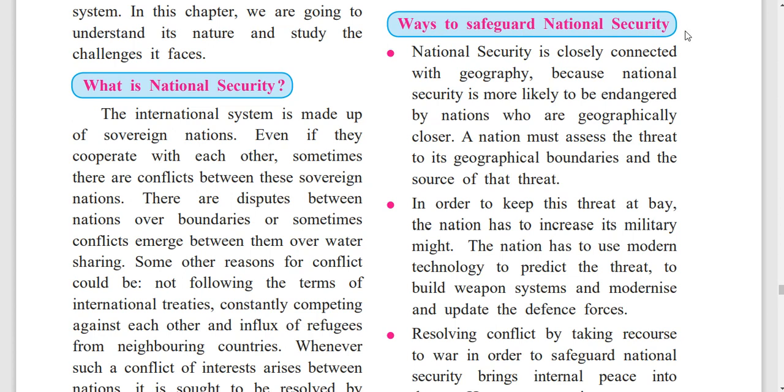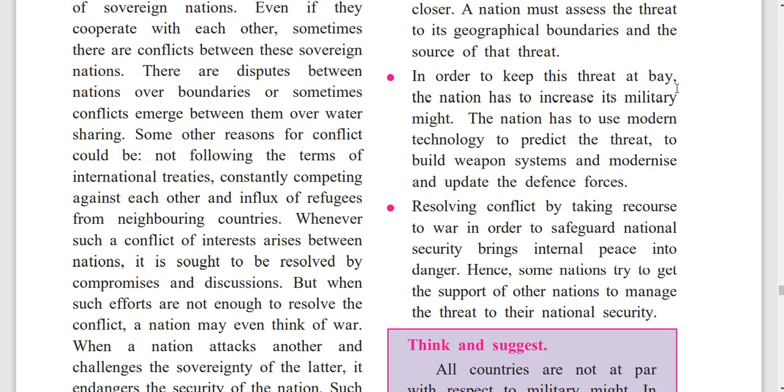Ways to safeguard national security. National security is closely connected with geography because national security is more likely to be endangered by nations who are geographically closer. A nation must assess the threat to its geographical boundaries and the source of that threat. In order to keep this threat at bay, the nation has to increase its military might.